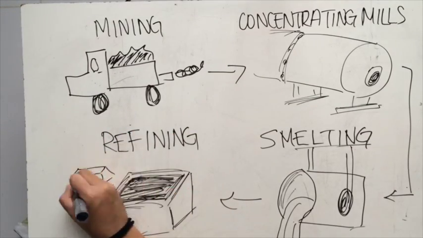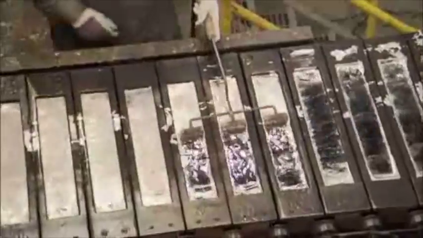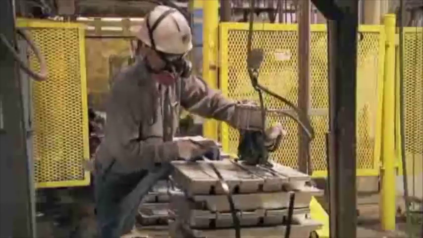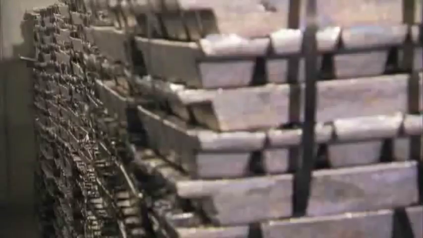After this is the refining process. They pour the molten lead into cast. Then they skim off the top to get rid of any impurities. After this, the lead is cooled off and is 99% pure.